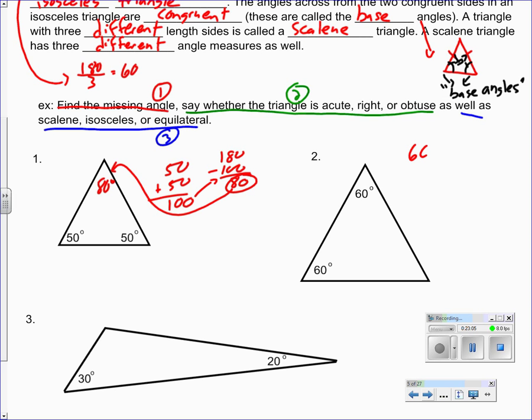Same idea for number 2. I have a 60 and a 60, so I have 120 degrees. Now I'm going to take that 120 degrees and subtract it from 180 to see what I need to make the triangle angle sum, to make 180 degrees. So that's going to be 60.